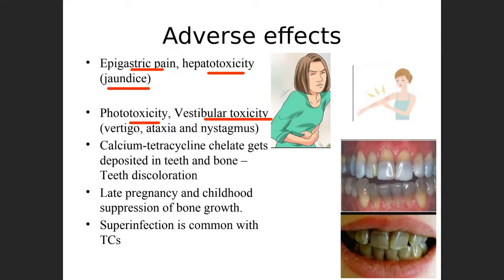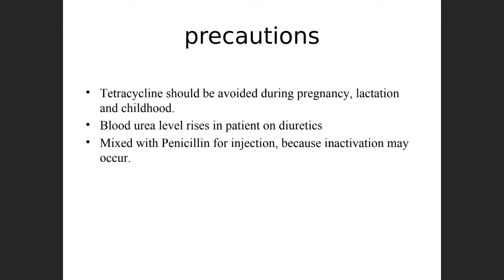So that toxicity will be seen. And as I told you, if calcium is combined with tetracycline, it chelates and gets deposited in the teeth and bone, causing teeth discoloration. And if it is given in pregnancy and childhood, it will cause suppression of bone growth. And superinfections are seen with tetracycline. That means the patient might develop other types of infections. It is contraindicated in pregnancy, lactation, and childhood.